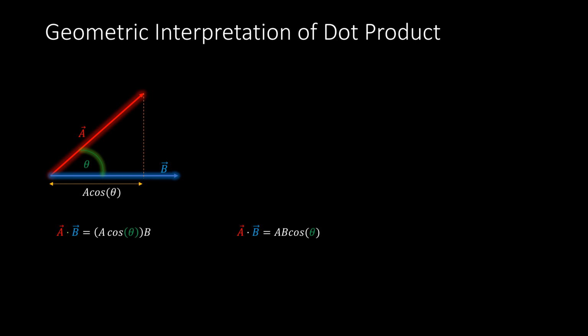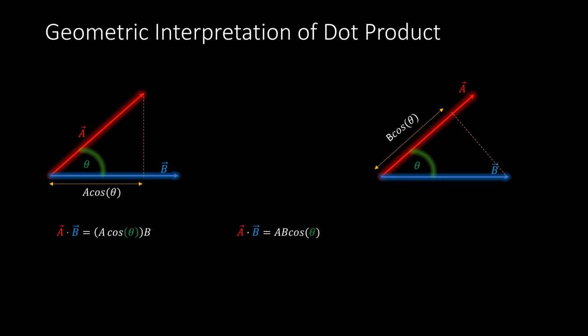Now we can write the scalar product as in this formula, where we are multiplying the length of the shadow of vector A onto B with the magnitude of vector B. So the scalar product is the product of the projection of the length of vector A in the direction of vector B and the magnitude of vector B. Note that we can also calculate how much of the vector B is in the direction of vector A. This scalar product is the product of the projection of the length of vector B in the direction of vector A and the magnitude of vector A.